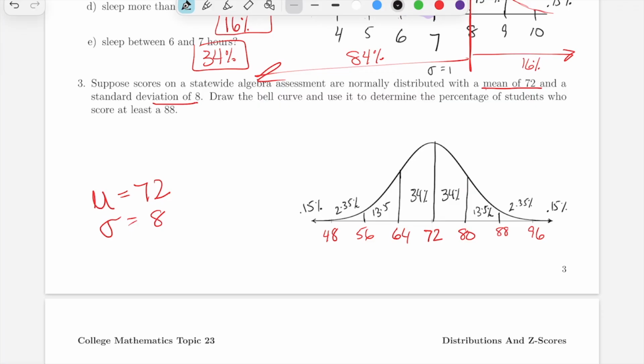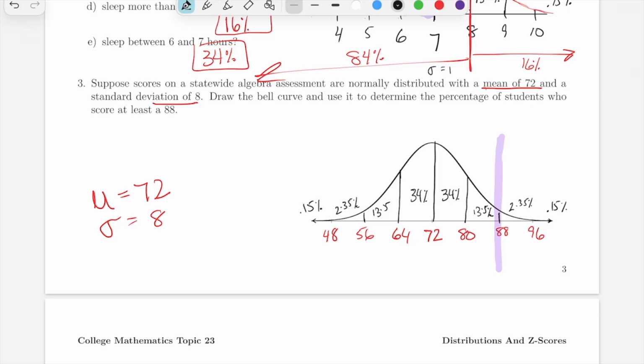There we go. Now it says, draw a bell curve and determine the percentage of students who score at least an 88. I'm going to come over here at 88 and I'll draw, that's my cutoff right there. And when it says at least an 88, that means I want 88 or more. Like if you scored at least an 88 on a test, that means you might have scored higher than an 88.